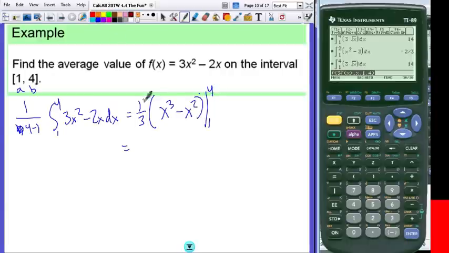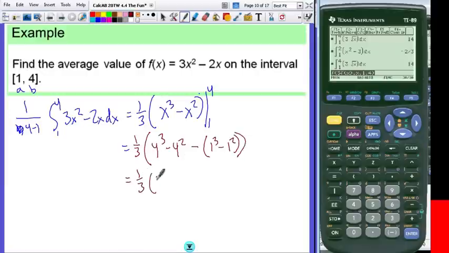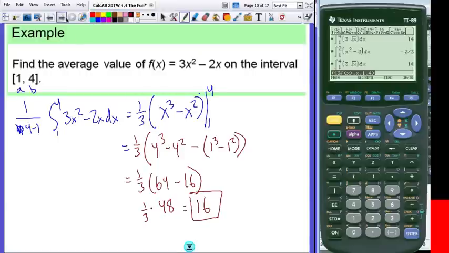And if I plug that in, I'm going to get 1/3 times, I'm just going to do everything together like this. It's going to be 4 cubed minus 4 squared. And then minus, you plug in 1 cubed minus 1 squared. All right, doing some math on this. 1/3 times 64 minus 16, and 1 minus 1 is going to be 0, so minus 0. 64 minus 16 is going to be 48 times 1/3, and we get an answer of 16. There's your answer. That's the average value.